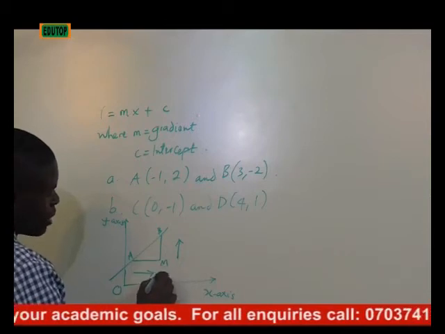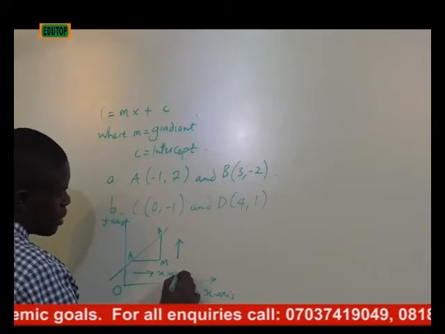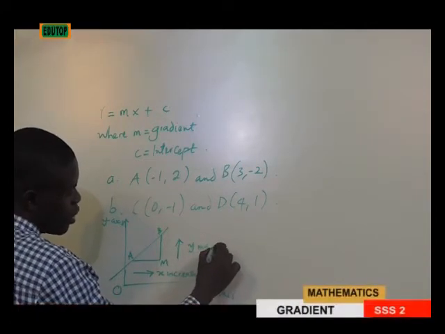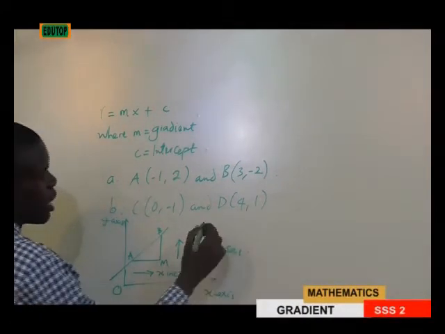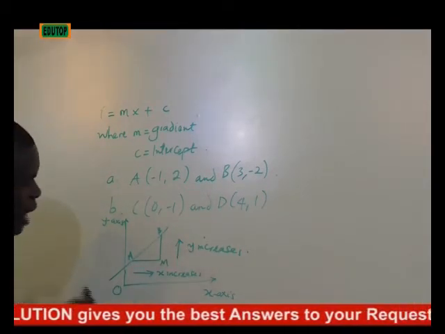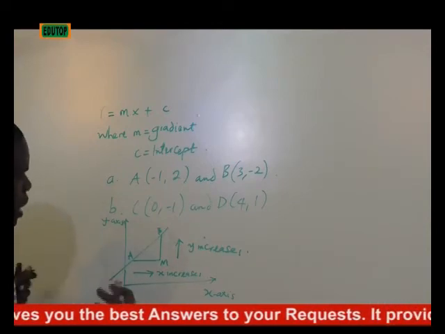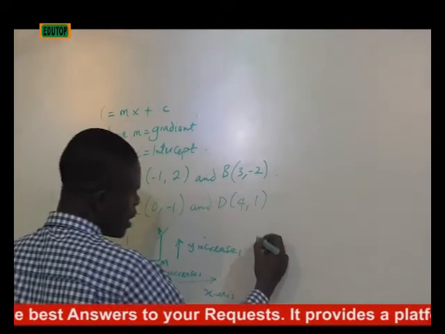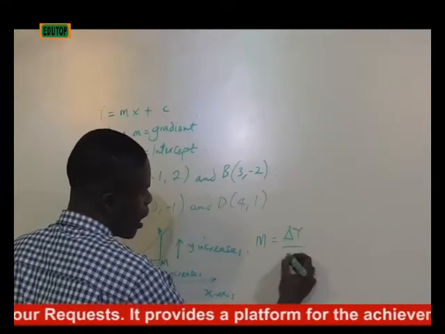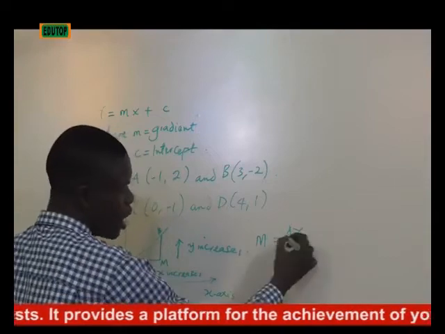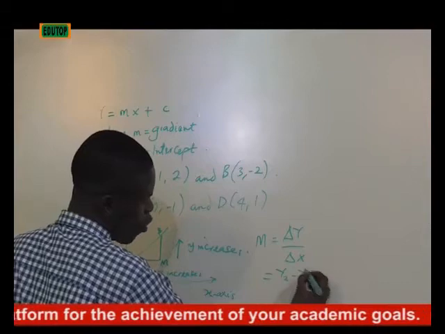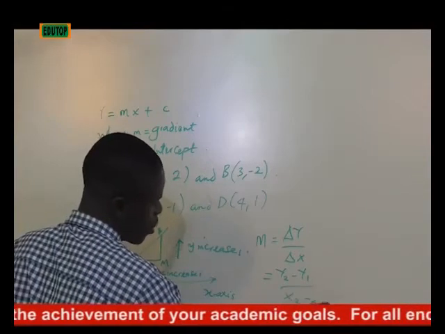As x increases, your y also what? Increases. So it will definitely be a positive gradient because x is directly proportional to y. That means as x increases, y also increases. And you know that our gradient, which is denoted by n, can be delta y over delta x, or change in y over change in x, which can be simplified further as y2 minus y1 over x2 minus x1.